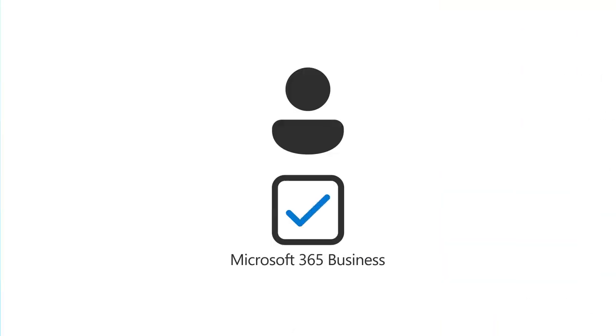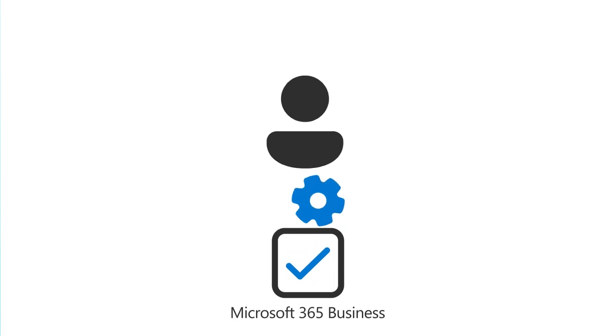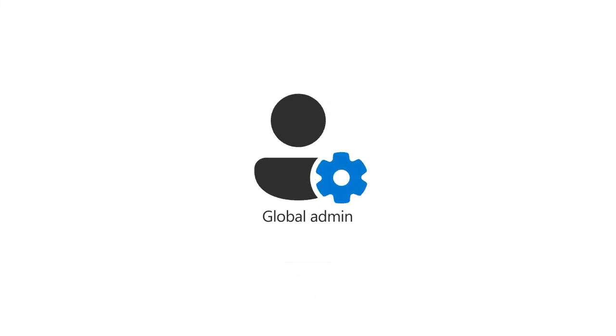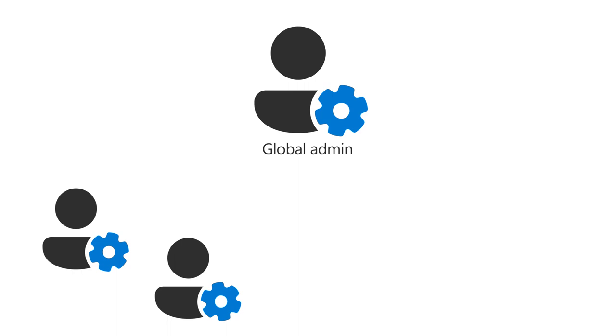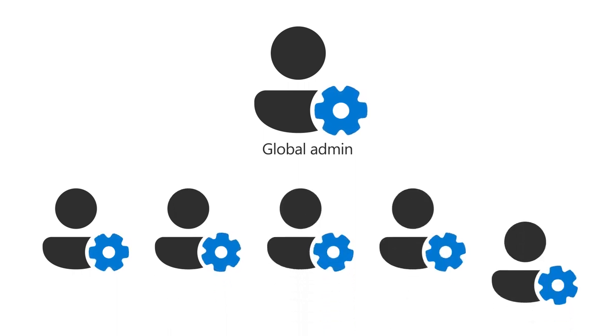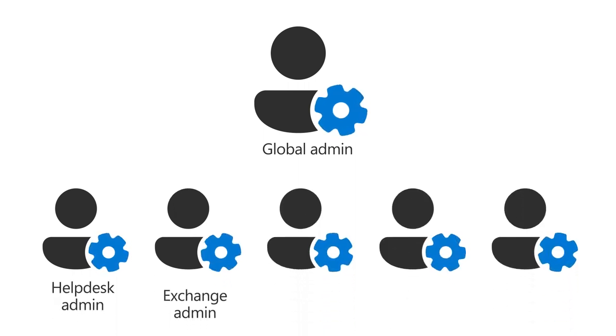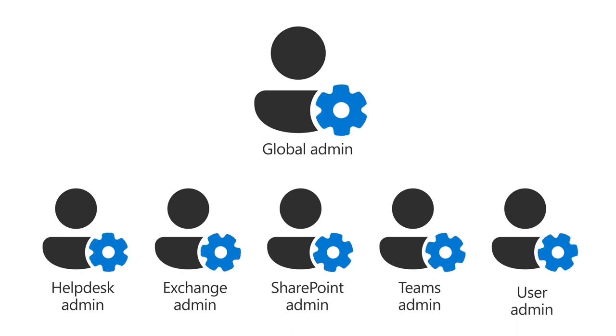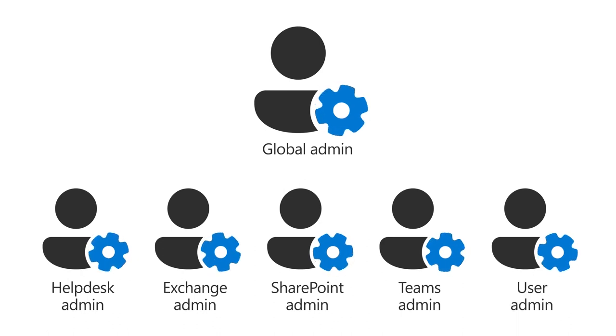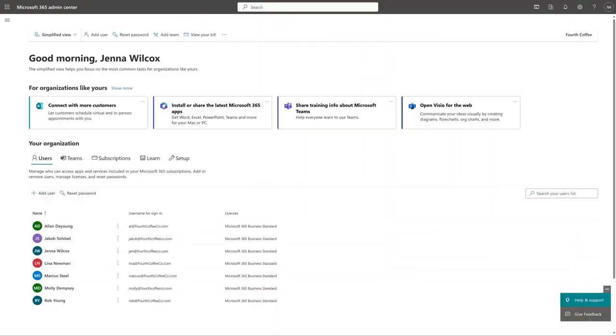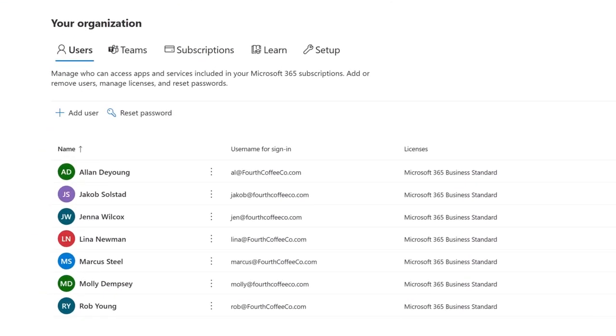When you sign up for Microsoft 365 Business, you automatically become a global admin. If you want, you can make other people admins as well to help manage the business. There are a number of admin roles you can assign, each having to do with managing different aspects of your business. Let's get started.